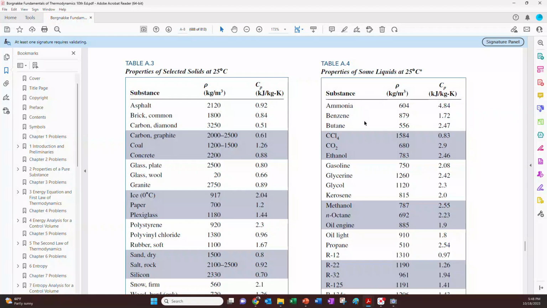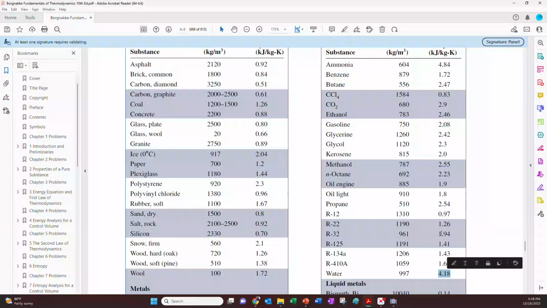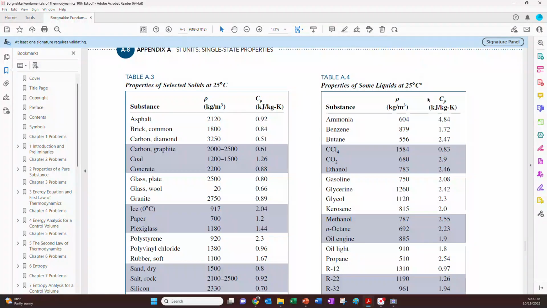properties of liquids, and we'll take a look at water. And water has a specific heat right here. I'll write it down, table A4. Water has a specific heat of 4.18, and these are going to be kilojoules per kilogram degree Kelvin.